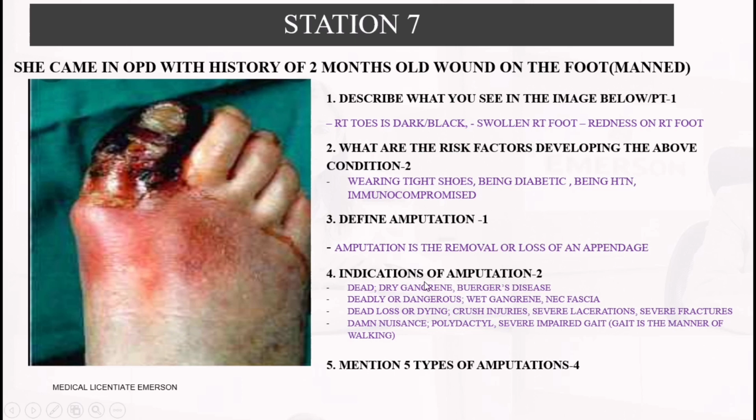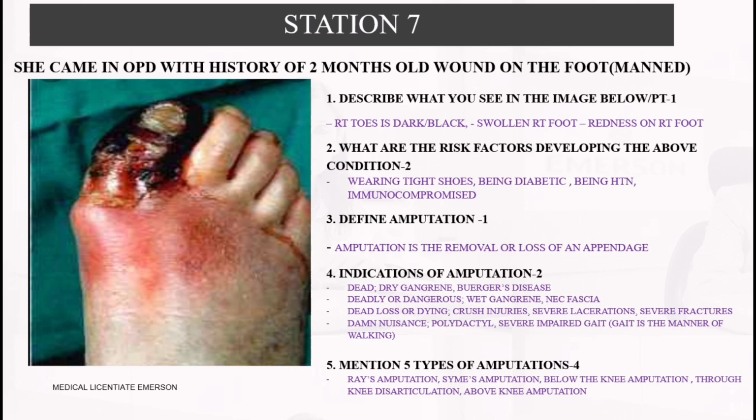We are done. So indications of amputations, we have the 4Ds. So dead, loss or dying, and also diminutions. But when you ask the indications of amputation, you don't have to end on dead. These are just mnemonic to help you remember. So dead is for dry gangrene, Buerger's disease. Then for deadly or dangerous, we have wet gangrene and necrotizing fasciitis. Then dead loss or dying, we have crash injuries or severe lacerations or severe fractures. We also have diminutions for polydactyly, severe impacted gait, and gait is just the manner of walking. You didn't know that one.